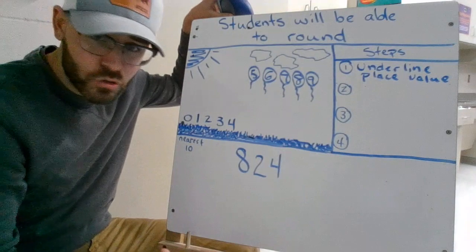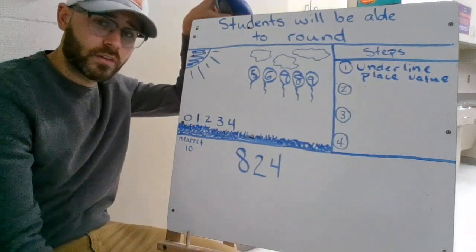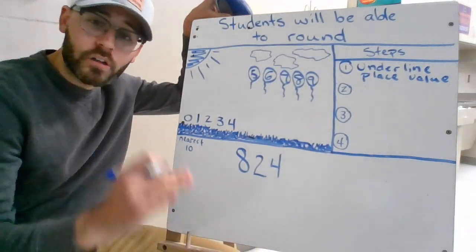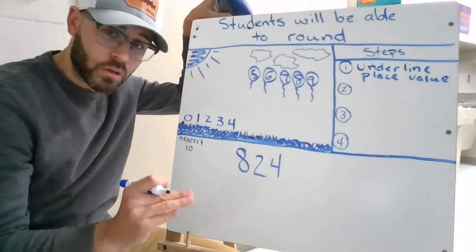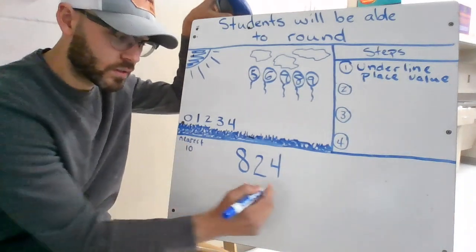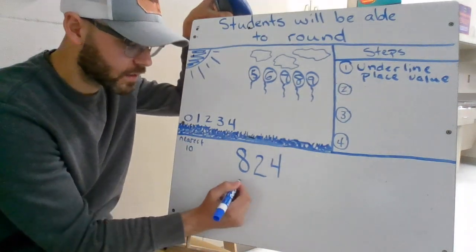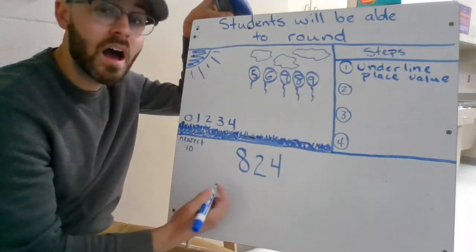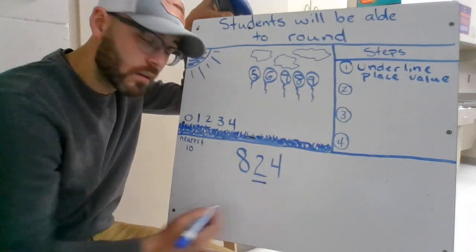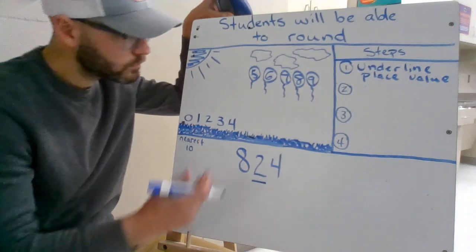If I was looking for the nearest 100, I would underline the 100. If I was looking for the nearest million, I would underline the million place value. You should know your place values by now. This is the ones, this is the tens, this is the hundreds. So if I'm looking for the nearest 10, I underline the tens.